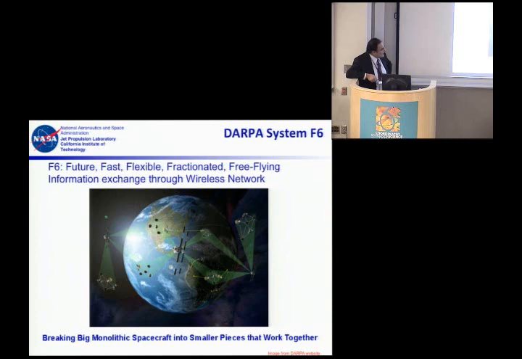Here, the bottom line is that you want to really break a big monolithic system into smaller pieces that can work together. Now think about it. I remember when I was talking to Owen Brown, the original project manager for F6, Owen was thinking practically, and he said that we need to send the control system, navigation system, data handling system, communication system, or variations of that independently, and let these guys come together and communicate wirelessly and build what they call a virtual spacecraft.